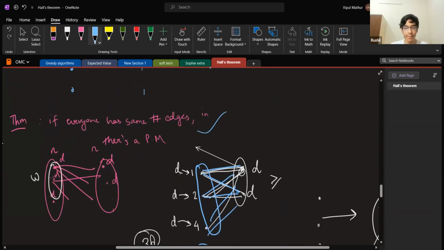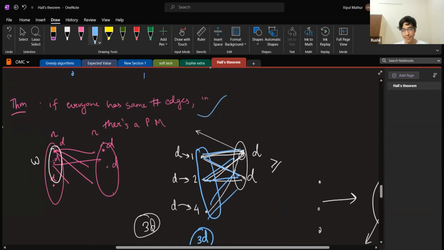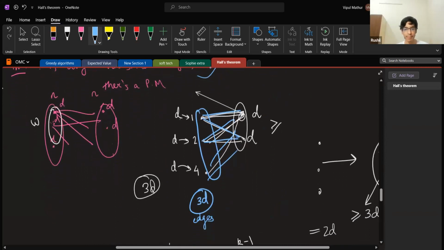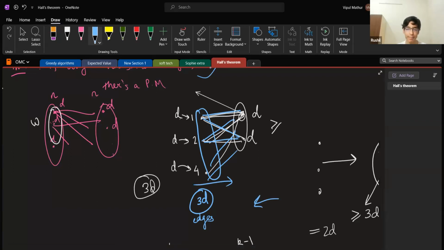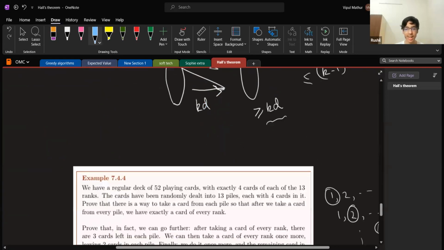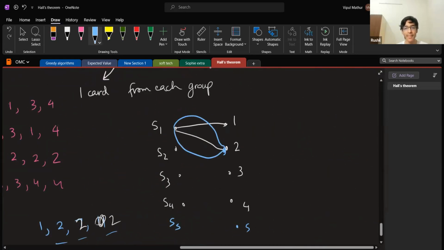And here is where this theorem is where stuff starts changing. But still the same idea works. Basically, the point is 3D edges are going to come out and only 2D are going to come back in, which is what is happening even if you have three edges to the same thing.